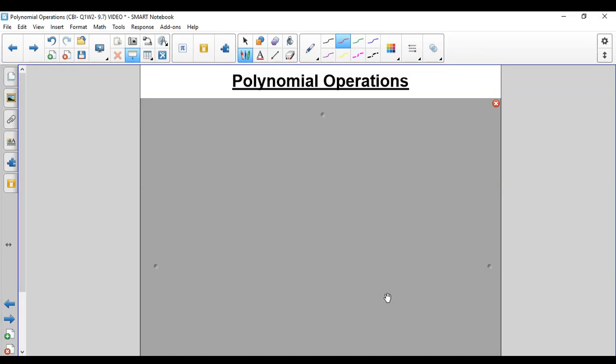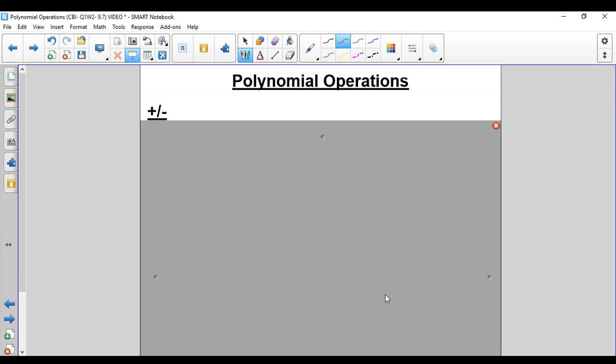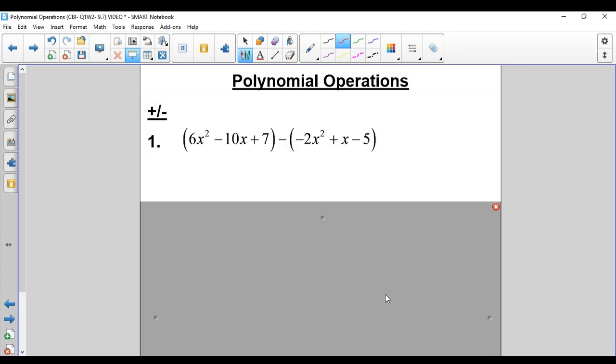Now we're looking at polynomial operations. So we have adding, subtracting, and multiplying. We're going to start out with adding and subtracting. Adding and subtracting, when it comes down to it, is just combining like terms. So I'm showing you some examples that you'll be seeing similar to Delta Math.